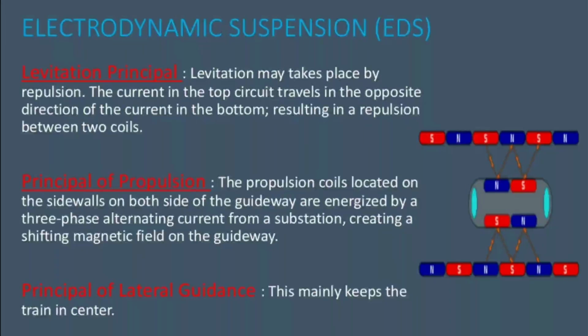Electromagnetic suspension is levitation that takes place by attraction. Attraction is caused by currents within each of the circuits traveling in the same direction. This attractive force is created by the train and the track.